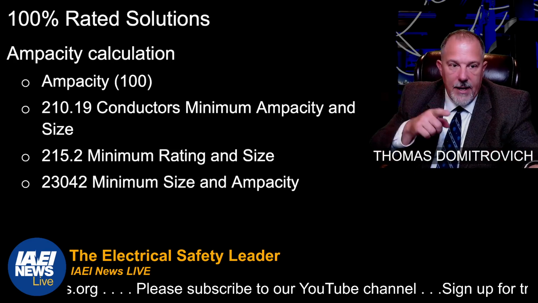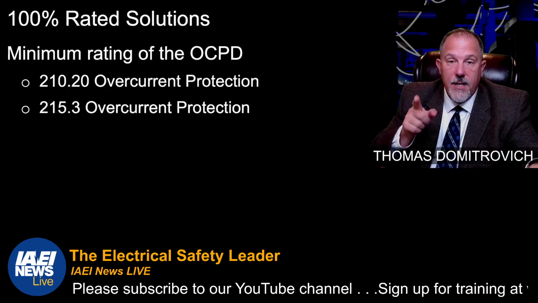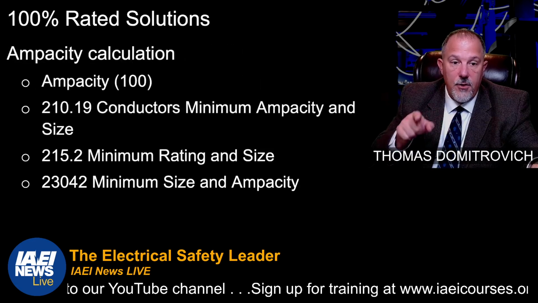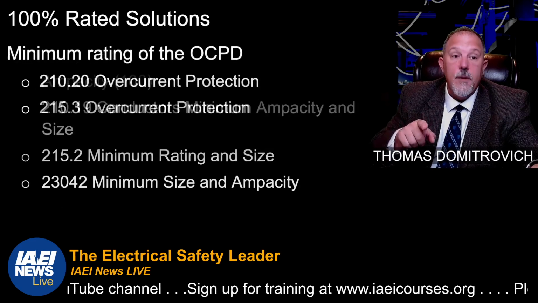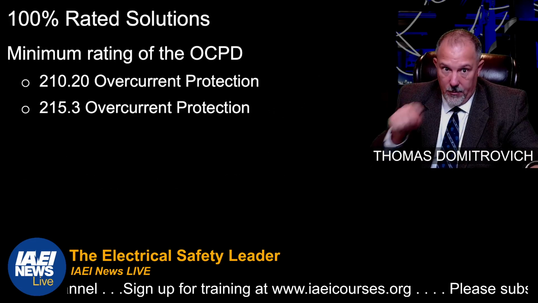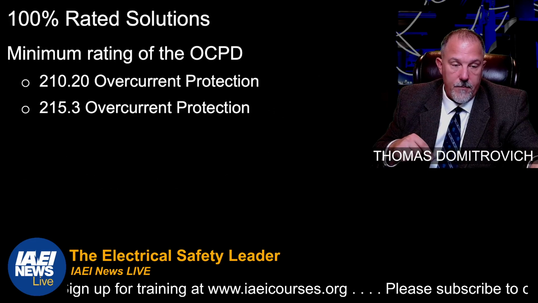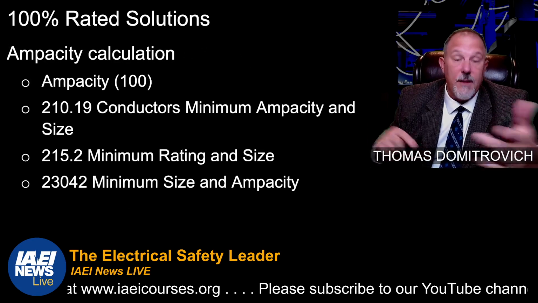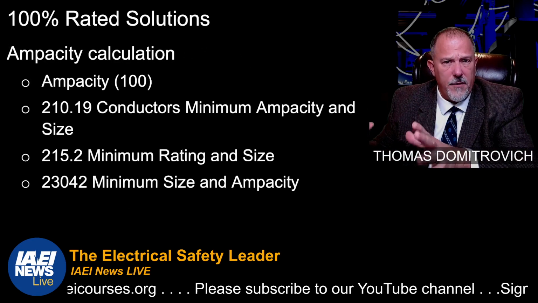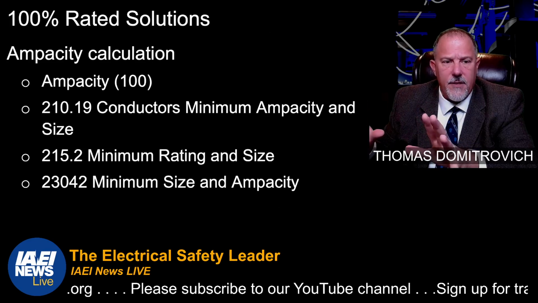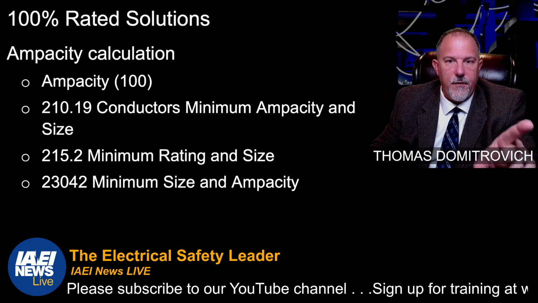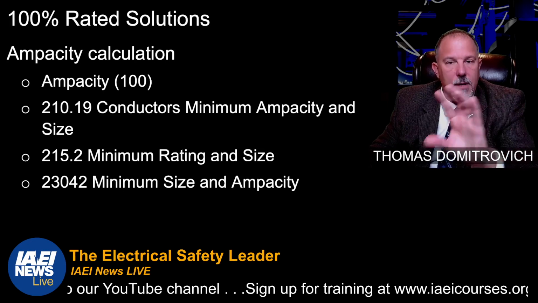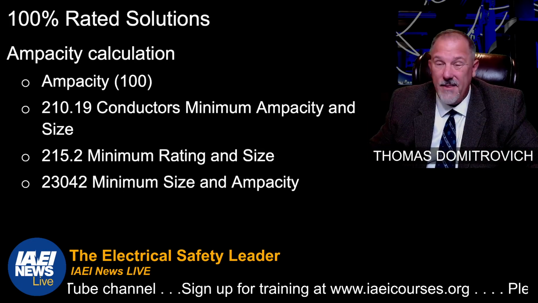You've got 210 and 210.20, 210.19 and 20. You have 215.2, minimum rating and size, 215.3, overcurrent protection. And you've got minimum size and ampacity, 230.42. That's for services. Services are a little different. So there's a little bit of a difference there. Let's focus on the 210 and the 215 because I want to help you understand 100% rated. Those are the two easy ones to comprehend in the time we have.